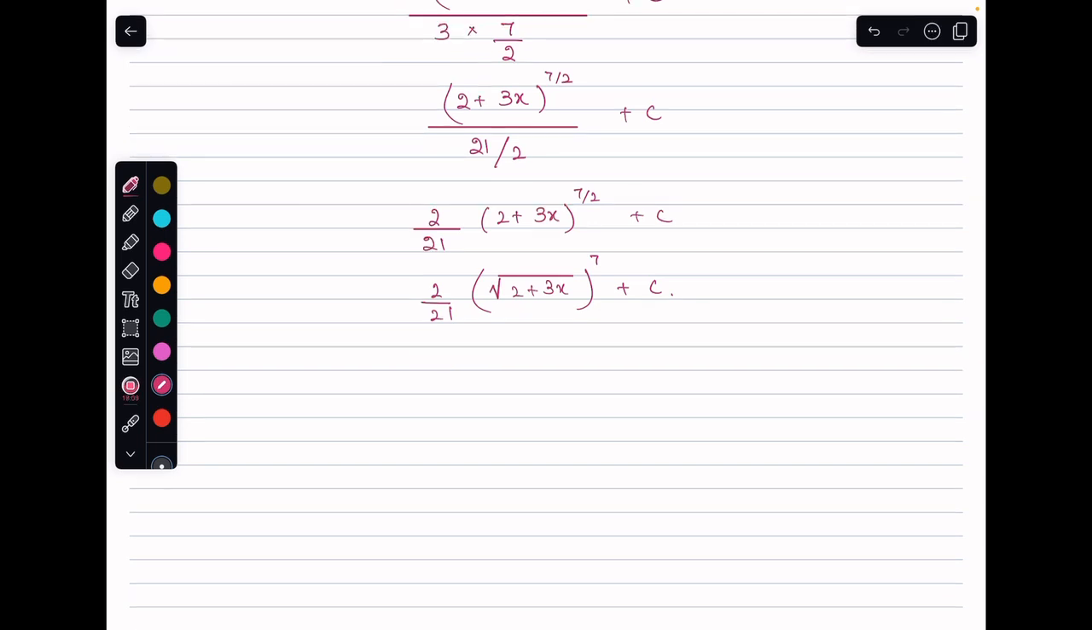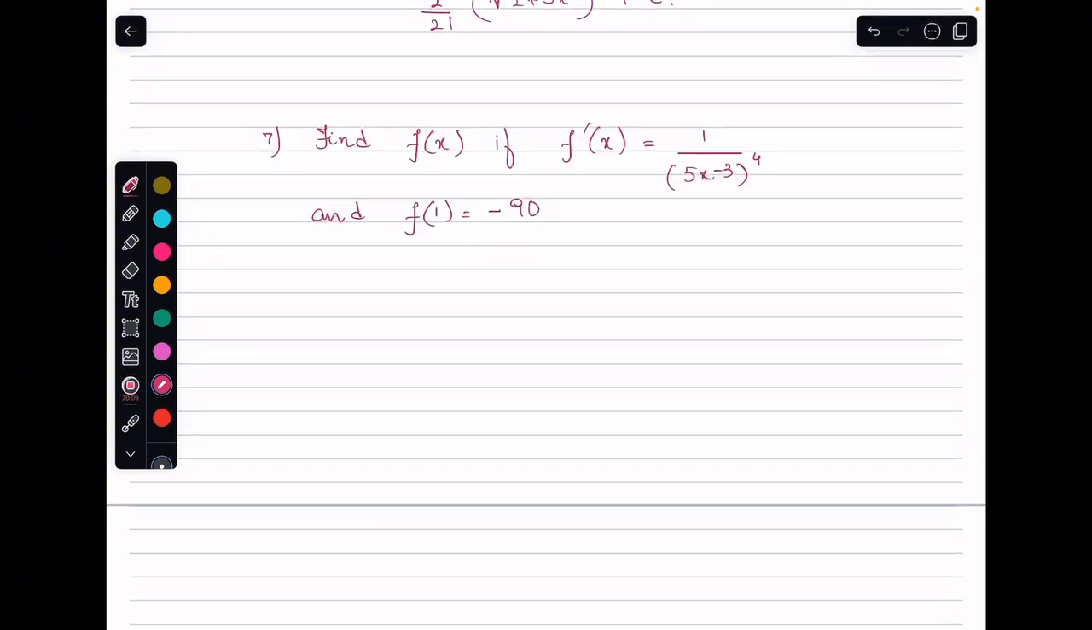Now we shall be going for some word problems to get more understanding of the topic. Find f of x if f prime x equals, so let's write it as f prime x, which is equal to 1 over 5x minus 3 to the power 4. So what we know here is that f prime x is equal to 1 over 5x minus 3.